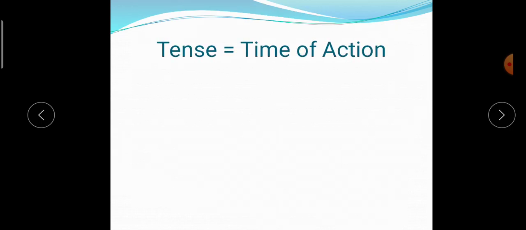Now tense is time of action. Whenever something is happening, there has to be a timeline for it, right? There will be a time when it is happening, or maybe it has happened in past. Like your summer vacation is yet to come. So it's future, right? It isn't here. And your exams, they were cancelled. So that is an event of past. That is already done, over.